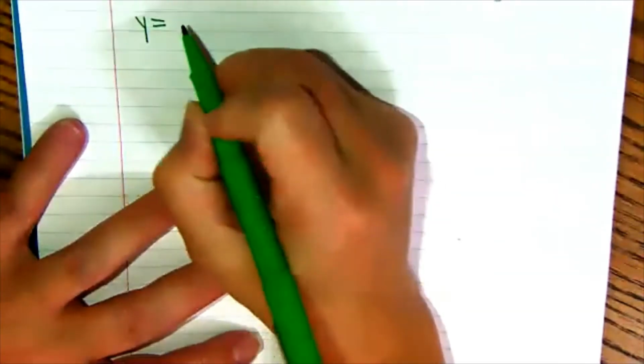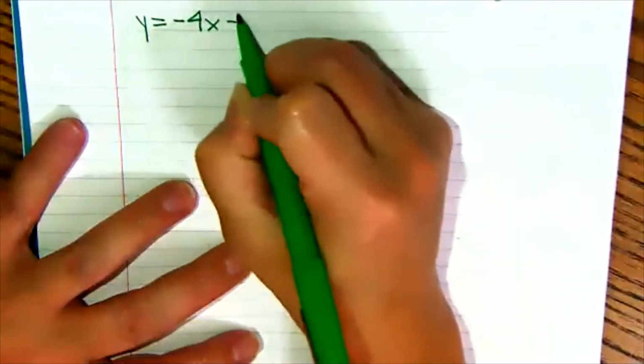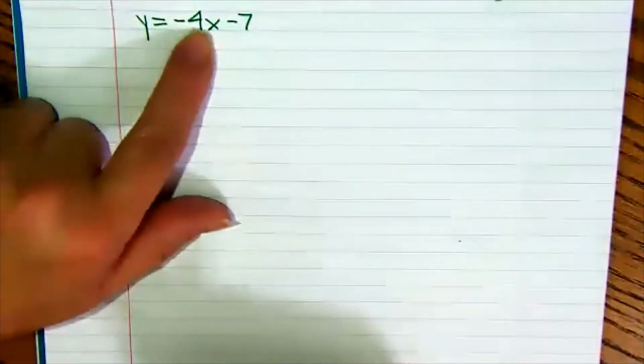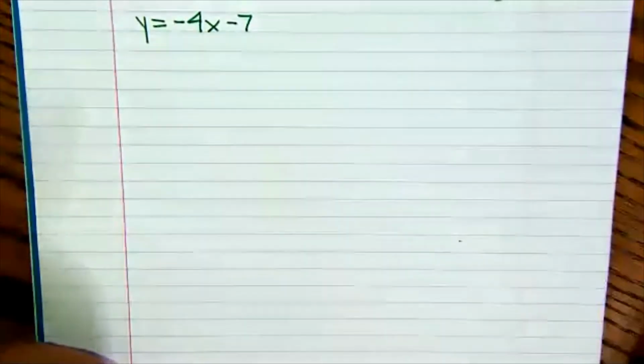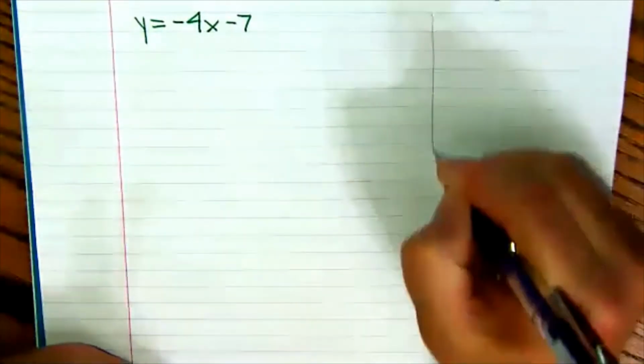Okay, so we are still working on solving systems of equations by graphing. And remember, a system of equations means more than one equation. So we are looking for a point or a solution set that will solve each equation. So there should be one point or one solution set that will solve each equation. So the first equation we have is y equals negative 4x minus 7. So I need to graph this.